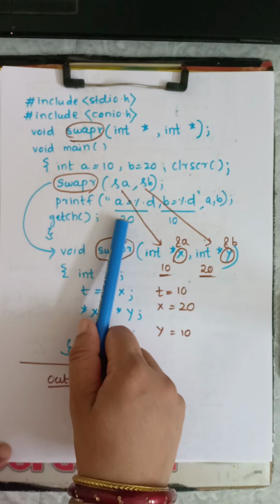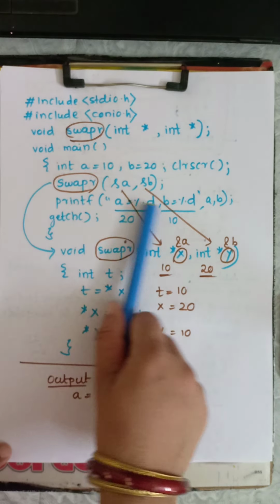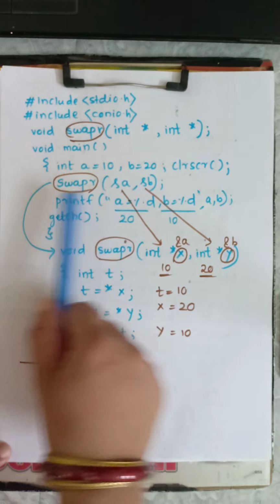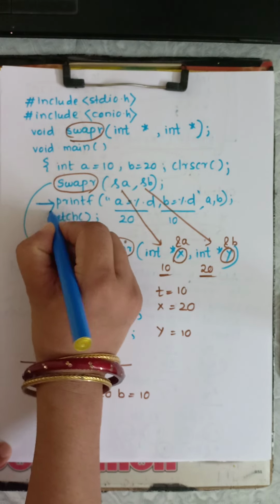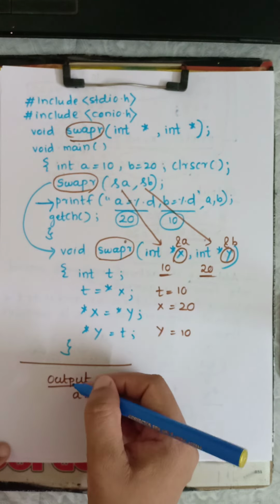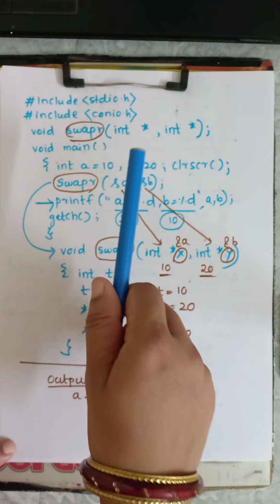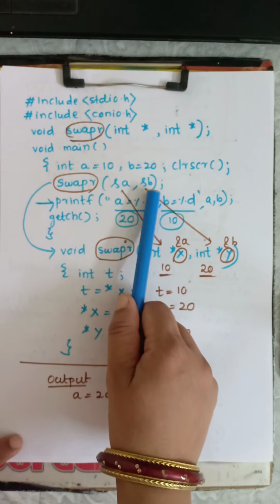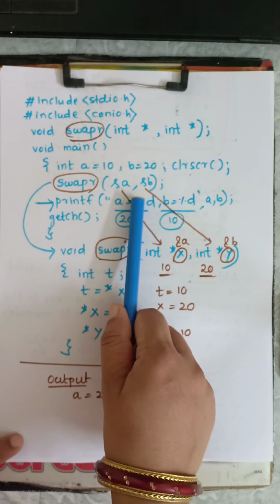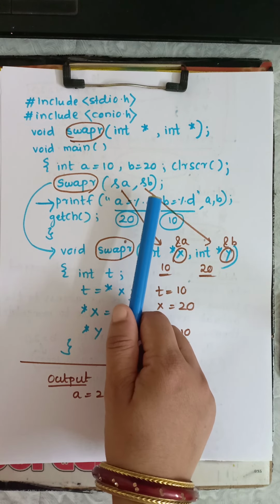But in call by value, after the function call, the value is not changed. In the call by address method, after this line is executed, our values are changed. So in the call by value method, if we change something inside this function, that does not affect the calling part. But in call by address, if we make some changes here, that affects this part. So this is the difference between call by value and call by address.